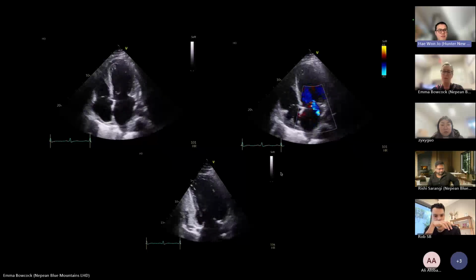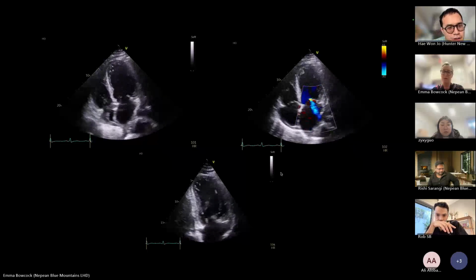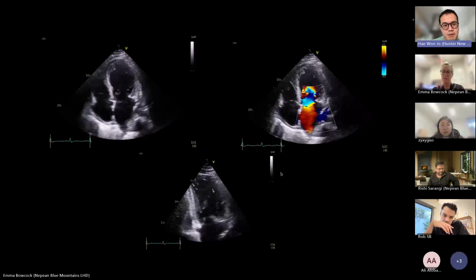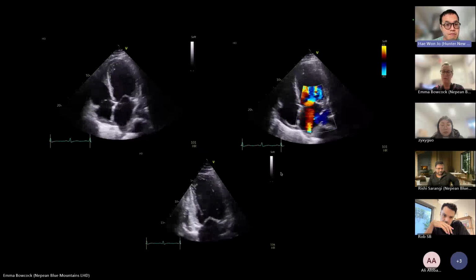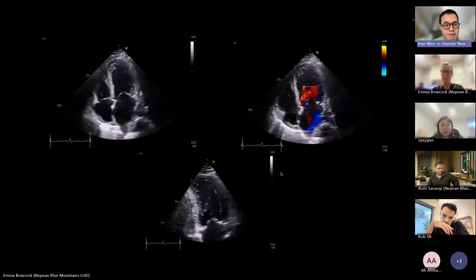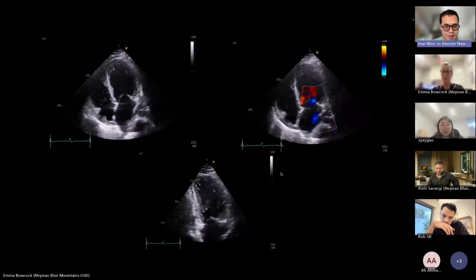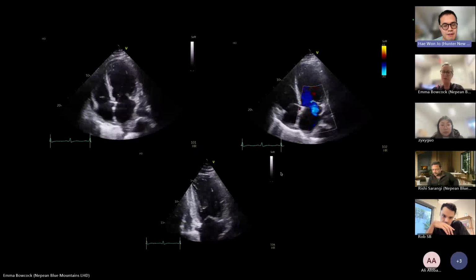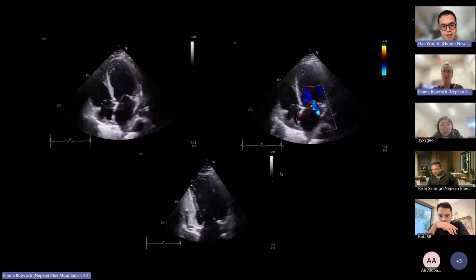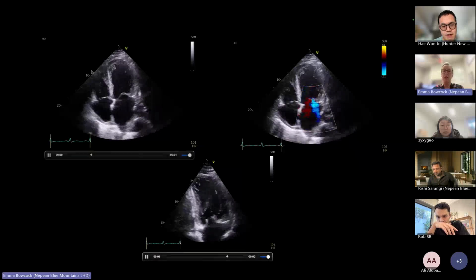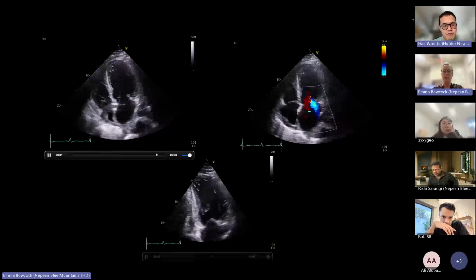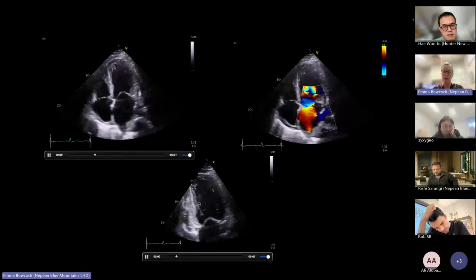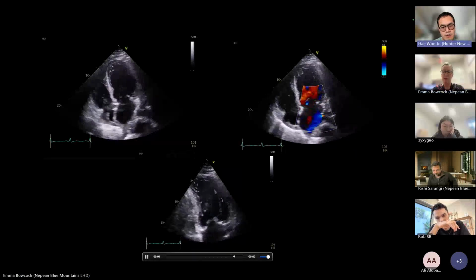No obvious. Actually, in this view, the apex looks, there seems to be regional wall motion abnormality, especially in the LV apex. There's that eccentric MR that we looked at earlier. What walls are we looking at here? This one? Yeah, so the infraseptum and the anterolateral wall. Yeah. And this one? So the inferior and anterior wall. Yeah.